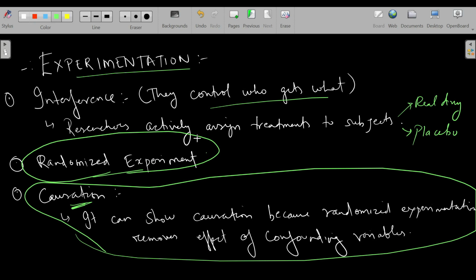But for now, the only difference between experimentation and the observational study is that here there is direct interference by the researchers, while in observational studies there is no direct interference. They simply observe what is present. The second thing is that there is randomized experimentation being done over here, and there is direct causation. The outcome of this kind of experimental study involves direct causation. So it can show causation because randomized experimentation removes the effect of confounding variables. We'll cover these things in our next upcoming video.